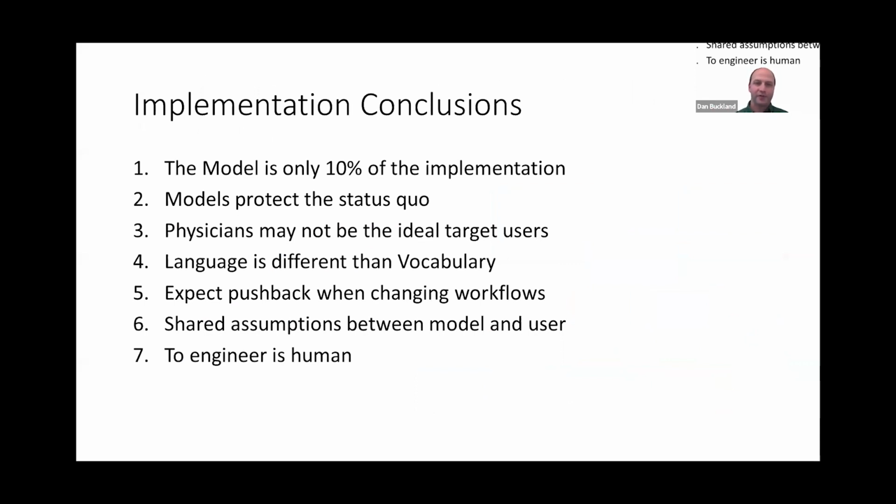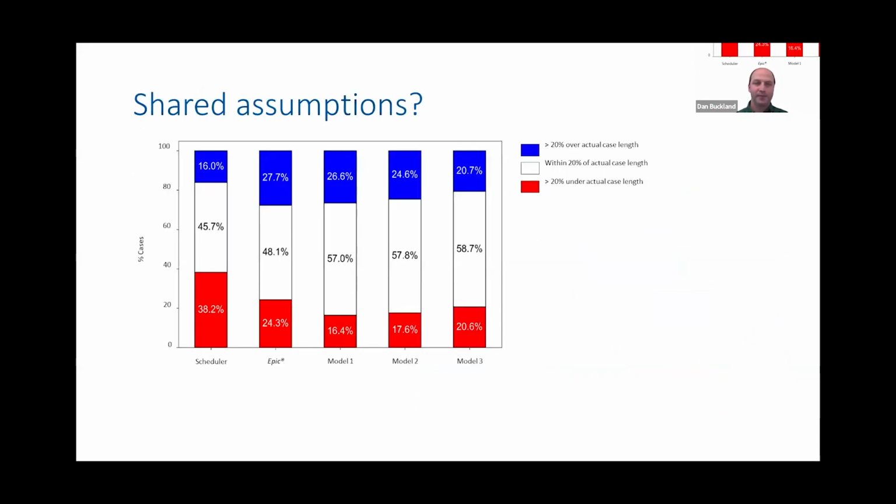Okay, shared assumptions between the model and the user. What do I mean? I alluded to this before, but here's some data from our operating room. This graph shows how long a surgical case is going to take, before we deployed this model. We say scheduler, the person who actually said how long a case was going to take, and we were calling this the scheduler time, but there's a lot of impact into that, right? It's not just the scheduler.